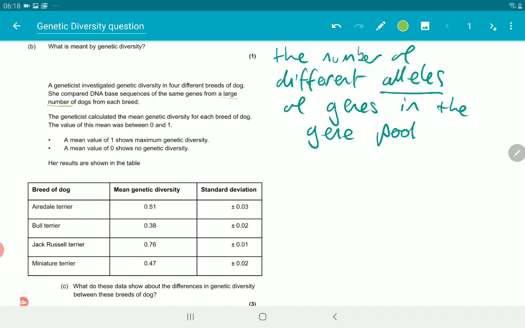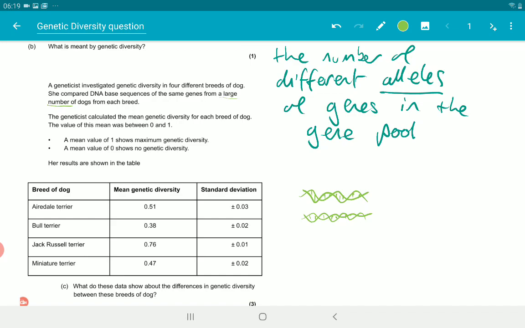The geneticists calculated the mean genetic diversity for each breed of dog. The mean value of this was between 0 and 1. A value of 1 is maximum diversity, 0 is no diversity. So she's looking at the genes of these dogs, and if they're the same between the 2 dogs, 3 dogs, whatever, that's going to be a score of 0. And the 2 that were the most different get a score of 1. Okay, so she sort of quantified the genetic diversity.